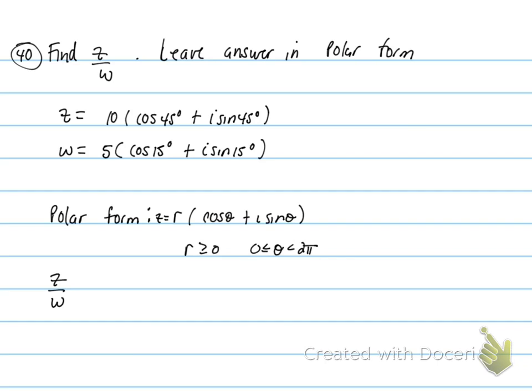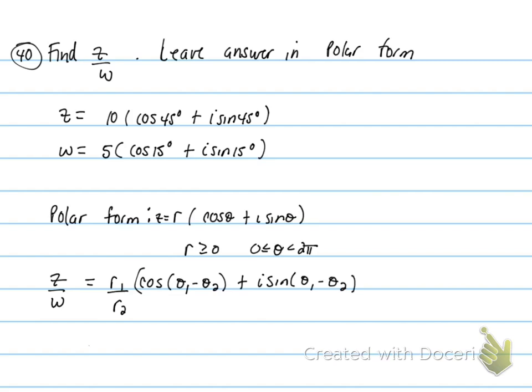Okay, so the other thing that we want to look at is our formula for finding the complex number z divided by w. To do that, you would take r1 divided by r2. r1 is associated with the complex number z, and r2 is associated with the complex number w. And then you would have times cosine of theta 1 minus theta 2. Again, theta 1 is associated with z, and theta 2 is associated with w, since z is in the numerator and w is in the denominator, plus i sine of the same thing, theta 1 minus theta 2.